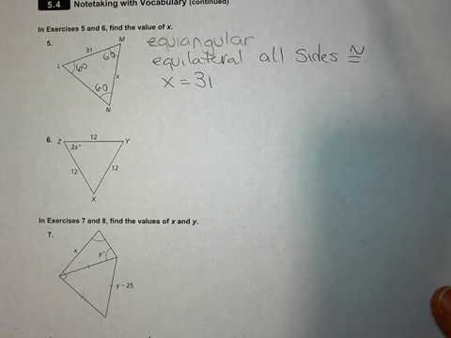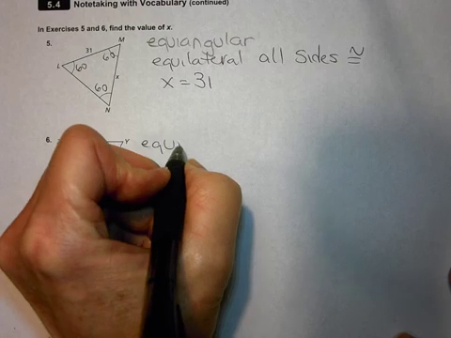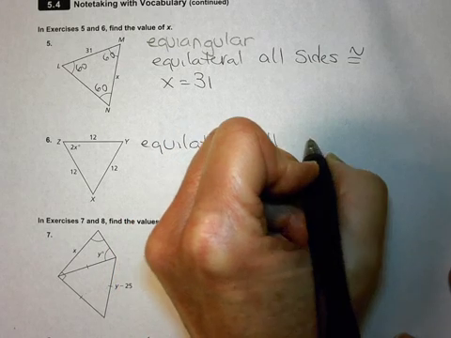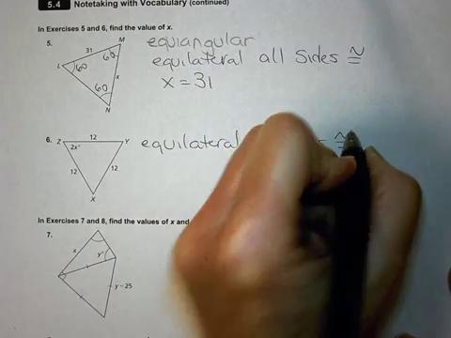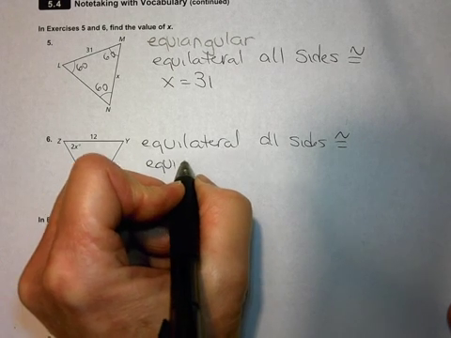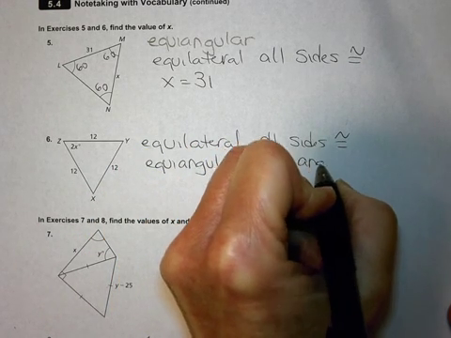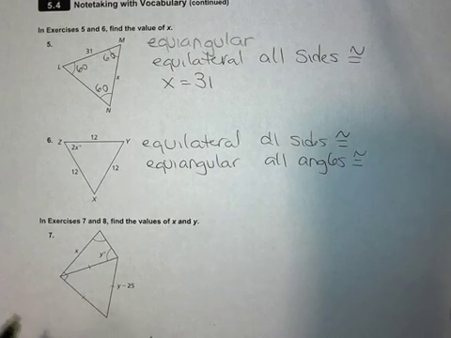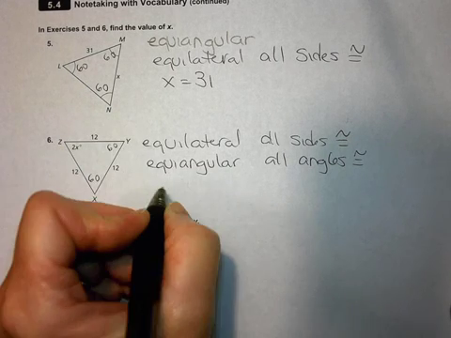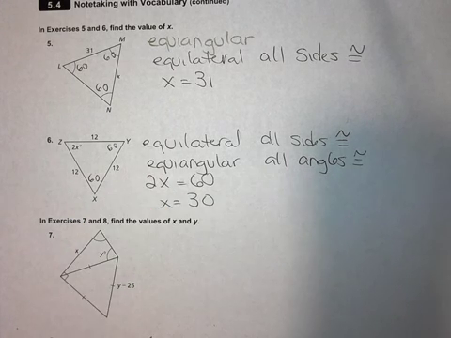Okay, if we look at number 6, now we're going to do the same. Now we have sides, so we're equilateral to begin with. So that means all of our sides are congruent. So we have a 12, a 12, and a 12. But then that also means, again, if it's equilateral, it's equiangular. So all of our angles are congruent. So I can make each of these a 60, which means that angle Z is also a 60. So to solve, 2x equals 60 or x equals 30.